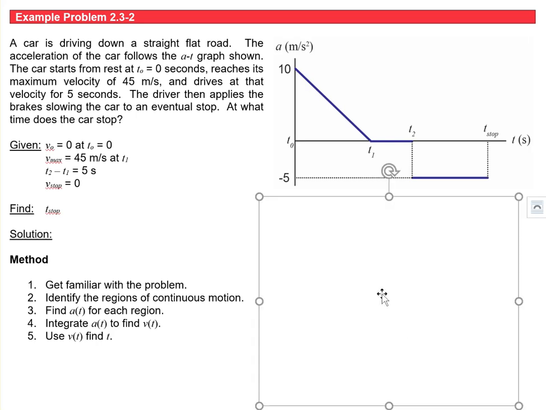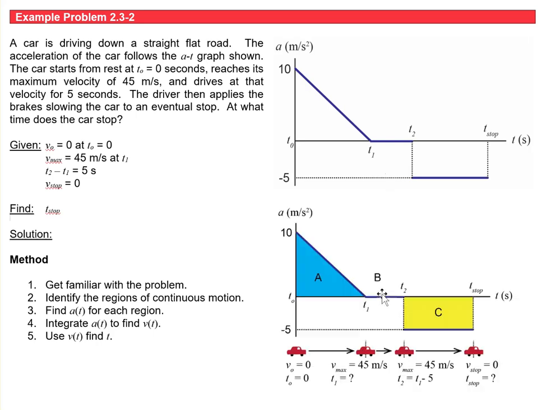All right, so to get familiar with the problem, I always like figures. So we have the acceleration graph. We're going to divide it into continuous regions, so A, B, and C. In each of those regions, the acceleration is continuous.